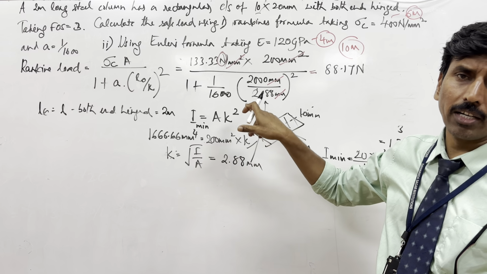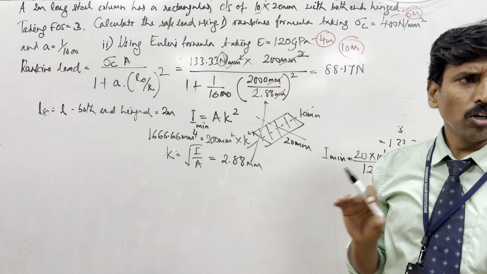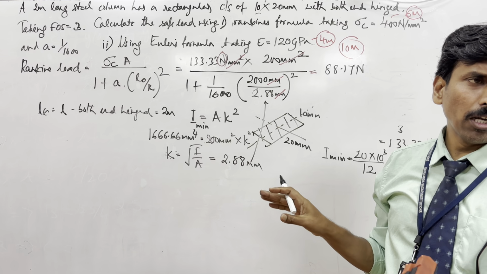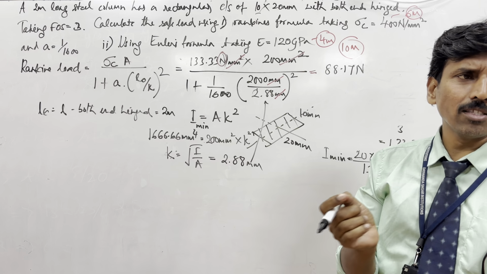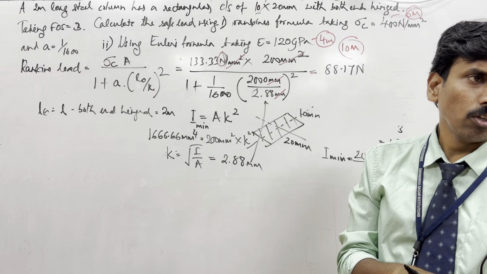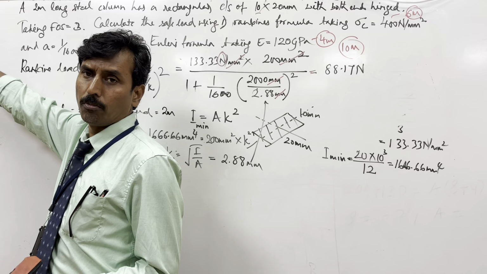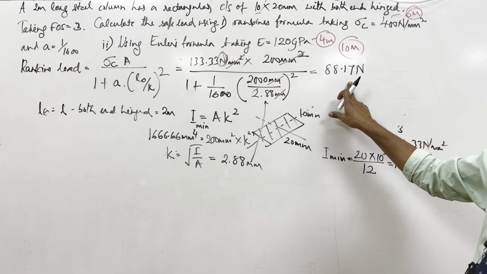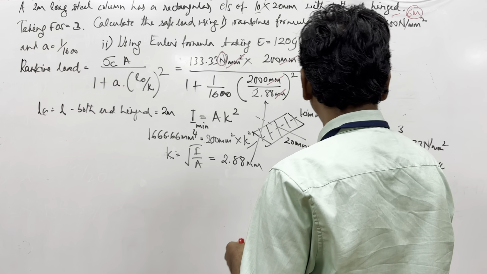And this formula, Rankine's formula, is not good for long columns. Long columns usually use Euler's formula. Rankine's formula is good for medium length columns. It's good for both, but the answer will be slightly wrong. Here we are using two formulas for the same condition. We'll see with Rankine's formula what answer we are getting, and with Euler's formula what answer we are getting. Okay, you got this as 88.17 newtons.